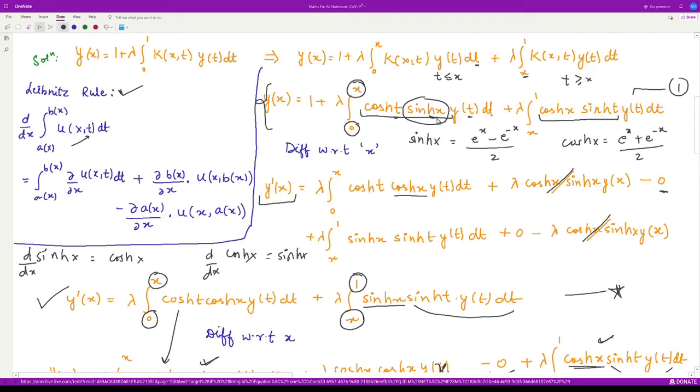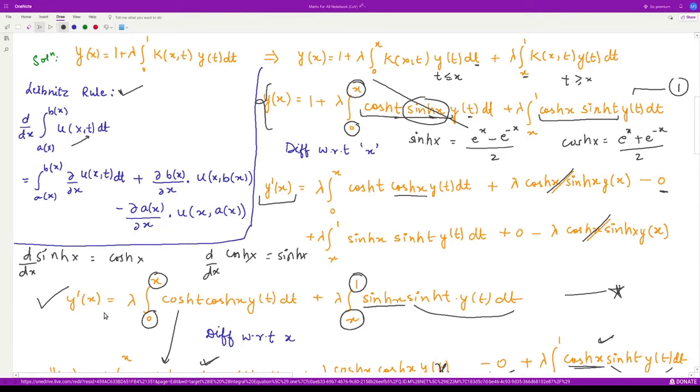So this whole term becomes 0, right? And the second term becomes lambda integral from 0 to 1 cosh 0, that is 1, sinh t y(t) dt. So as such, we do not have any relation. We could have a relation, but it would be lengthier to solve, right? So can we have something more, like what if I put this 0 in y dash of x?